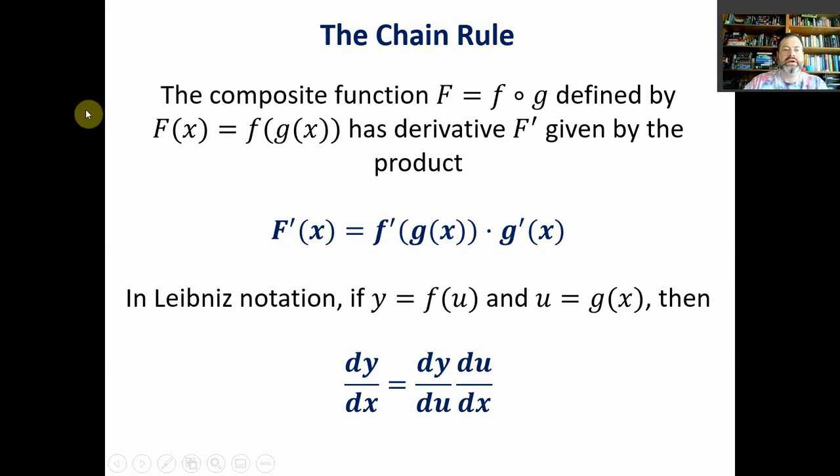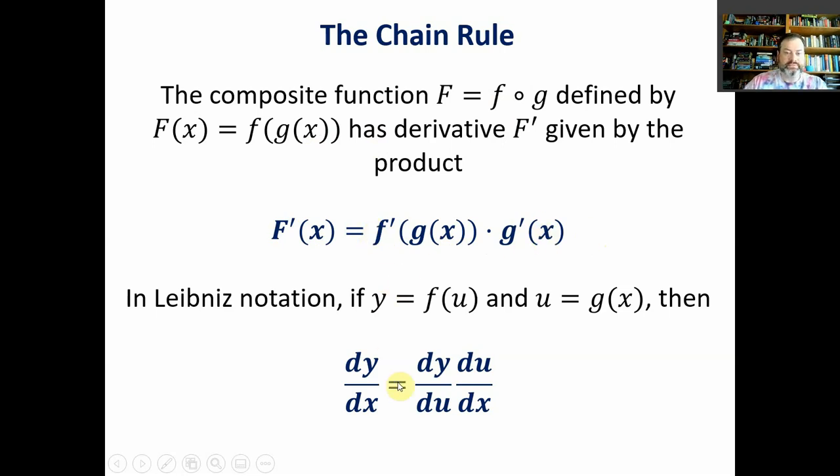So the idea here is that if we have capital F of x is f of g of x, that's how it's read. You can say f composed with g, or f of g of x. The derivative, capital F prime of x, is f prime of g of x times g prime of x. This is one way to write it.